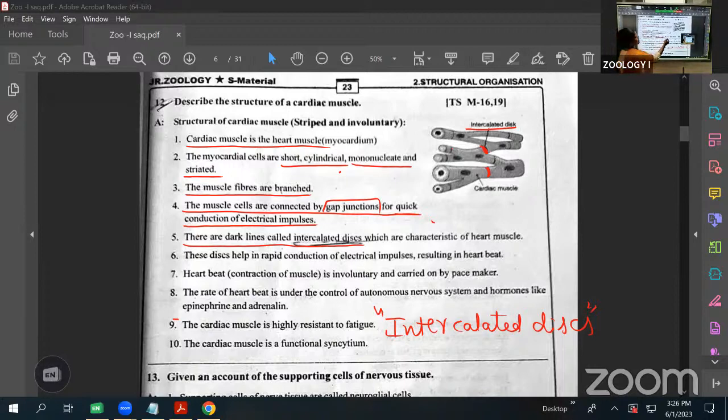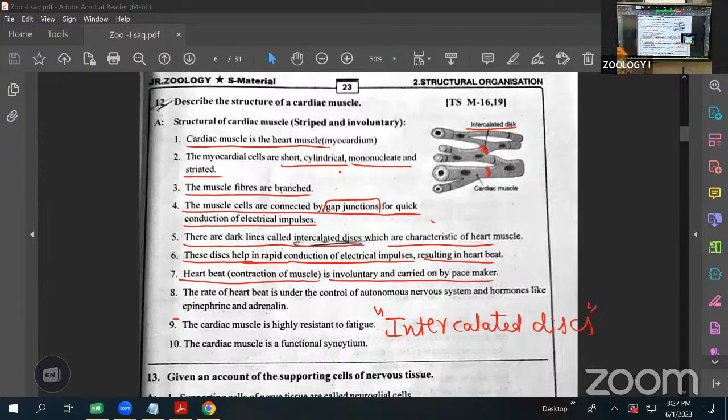Next, the characteristics of the heart muscle. These discs help in the rapid conduction of the electrical impulse. The gap junctions are already there for transmitting, and additionally the intercalated discs are also present. With the intercalated discs, rapid conduction occurs, resulting in a continuous heartbeat. Next, the heartbeat: the contraction of the muscles is involuntary, carried by the pacemaker.